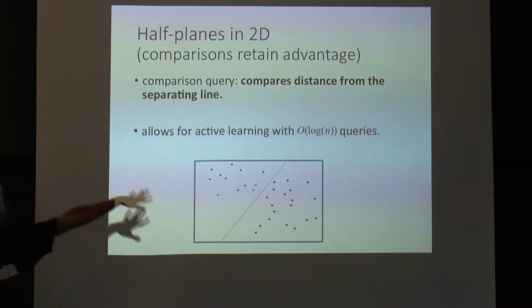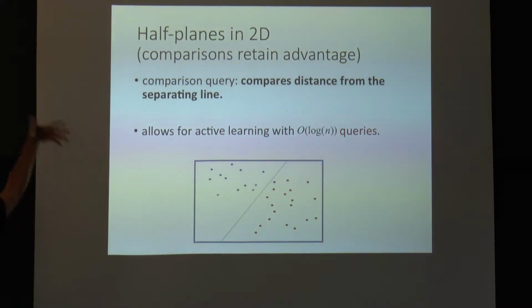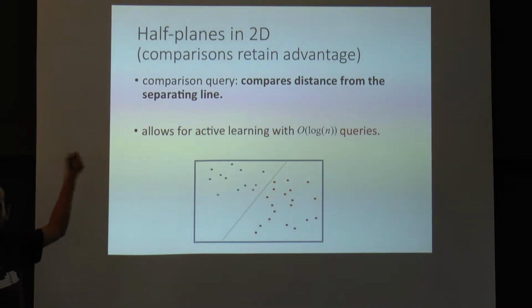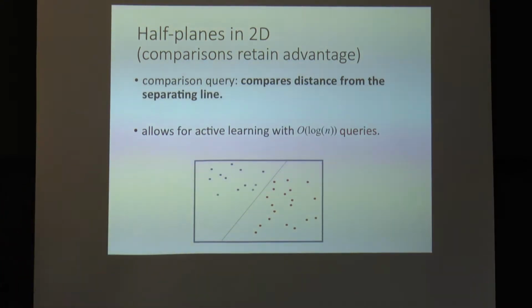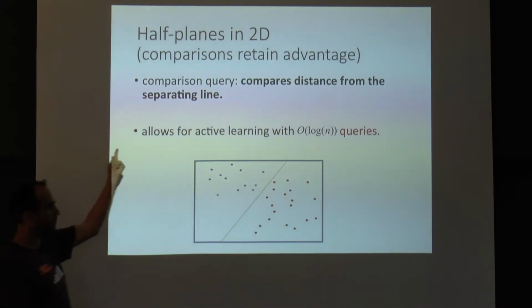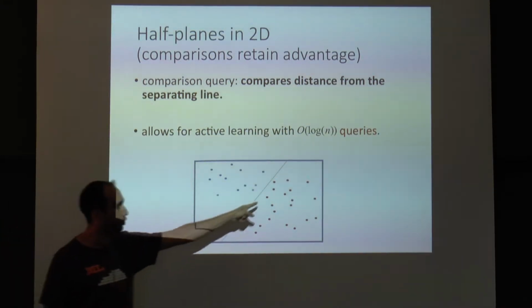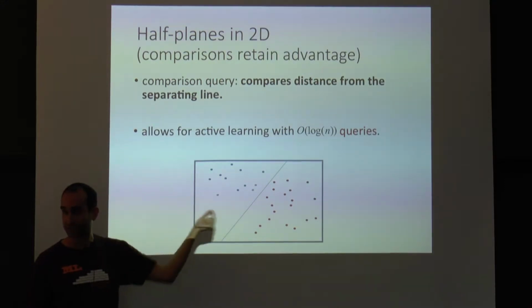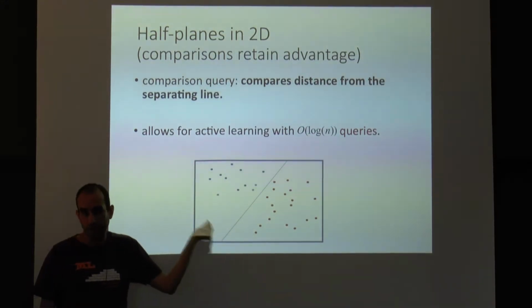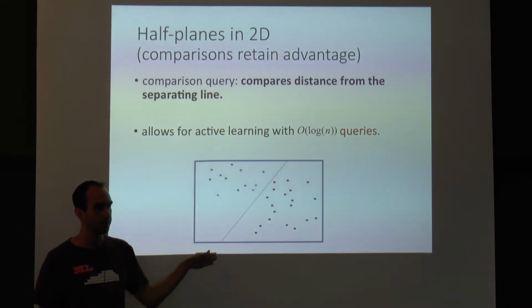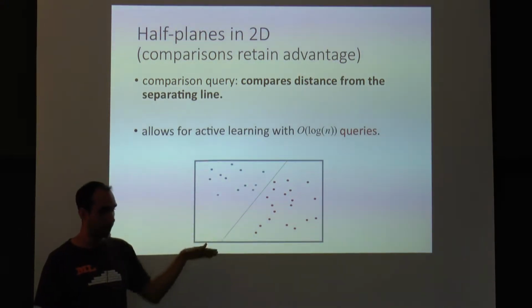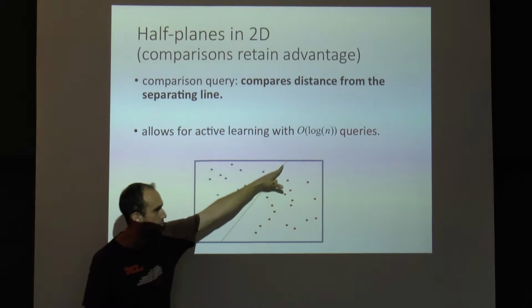Okay, so let me now show again a very simple example of how, in the plane, using comparison queries, we can retain the logarithmic dependence. An important observation here is that a comparison query between, let's say, 2 red points or 2 blue points, 2 points of the same label, simply compares the distance of the 2 points from the separating line. Right? We have a function f of x. This is the kernel of the function. These are the zeros of the function.